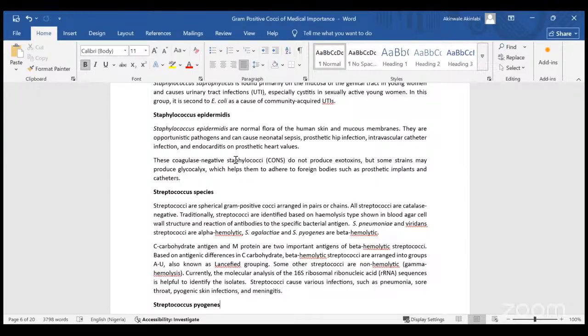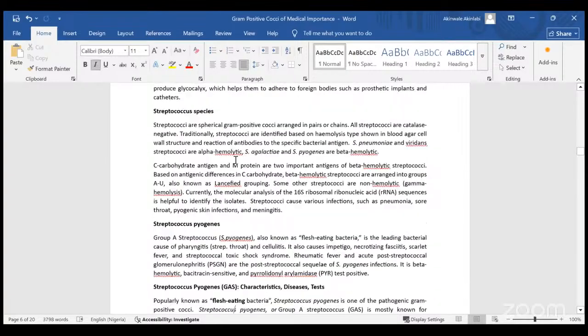So what this is saying is that among Streptococcus species, we have Strep pneumo, Strep pyogenes, Strep agalactiae, and viridans streptococcus. But that does not mean that there are not more than four, but those are the ones that are very important to us. We know we are dealing with the ones of medical importance. The Strep pneumo and viridans are regarded as alpha hemolytic. They show alpha hemolysis, while Strep pyogenes and Strep agalactiae are beta. They show beta hemolysis on blood agar.